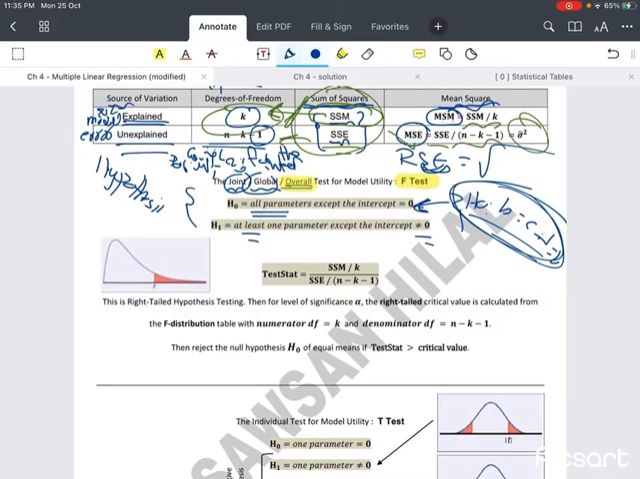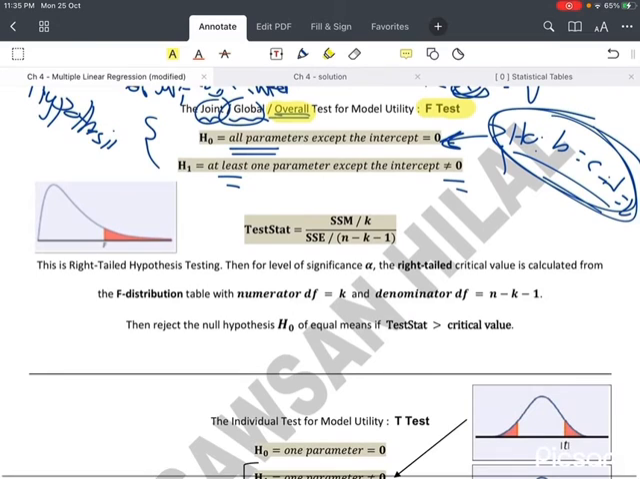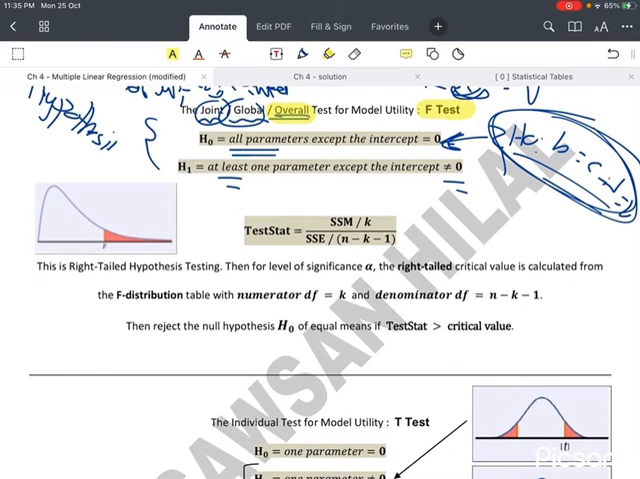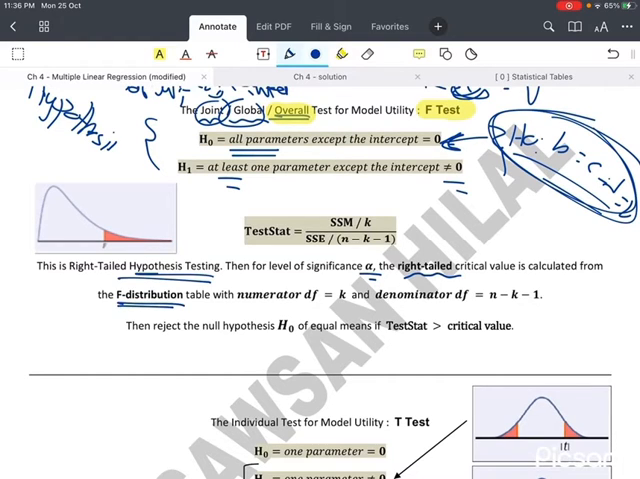You will go for the graph here for the F test. You can see that this is right-tailed hypothesis testing. Then for level of significance alpha, the right-tailed critical value is calculated from the F distribution table with numerator degrees of freedom k and denominator degrees of freedom n minus k minus 1.